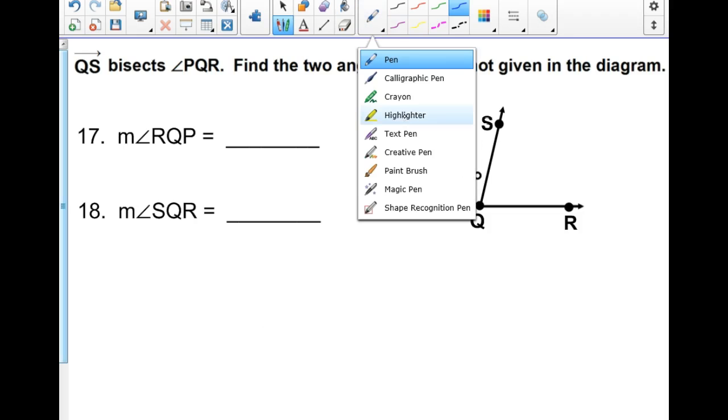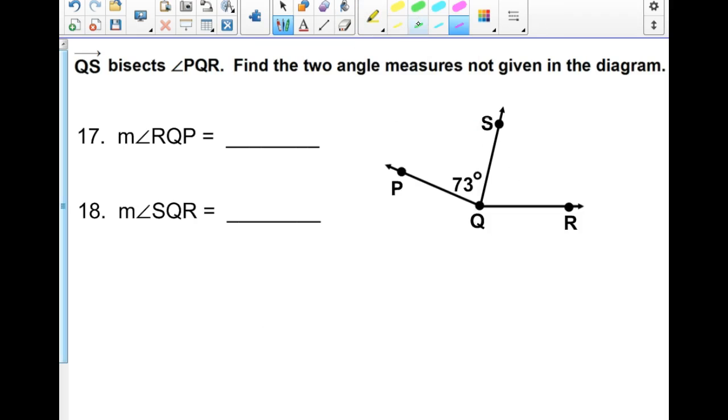17, we've got that ray QS, which starts at Q and passes through S, is an angle bisector. It bisects angle PQR. Angle PQR is this opening. Okay, and that has been cut in half. That's what bisect means. So we know that angle PQS is congruent to SQR.